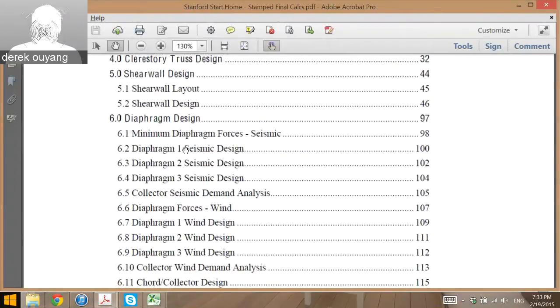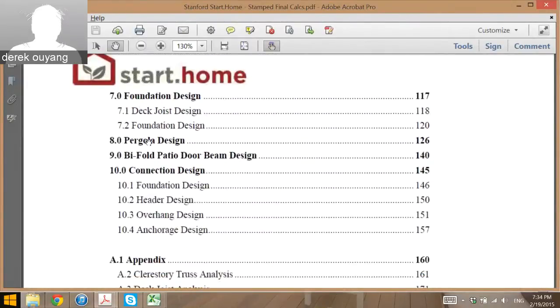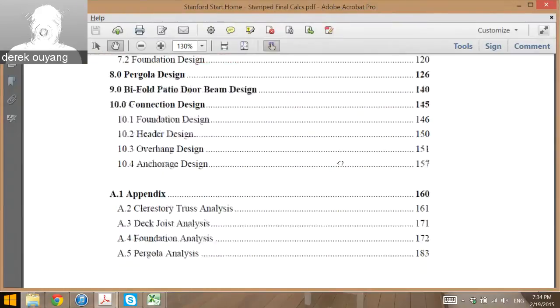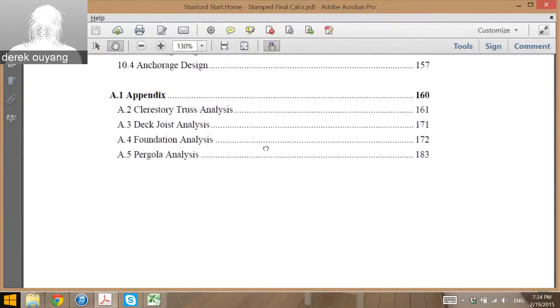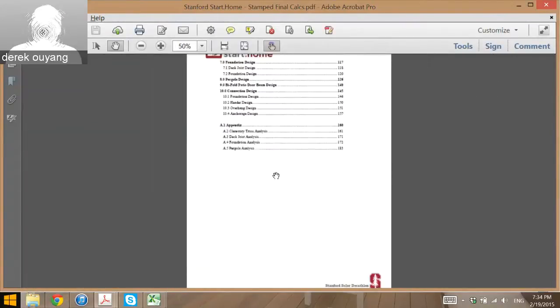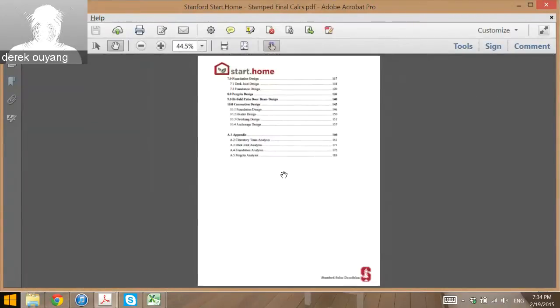Diaphragm, I don't think you guys will get to, but if the wall breaks off of the floor, that's a big problem. Foundation design, and then a bunch of other things. This was that 15-foot span of a sliding door that they had to dedicate a whole chapter to because it was a special design. And then you have a bunch of stuff in the appendix, which you'll start to recognize some structural analysis there. Let's just take a look at what this is.